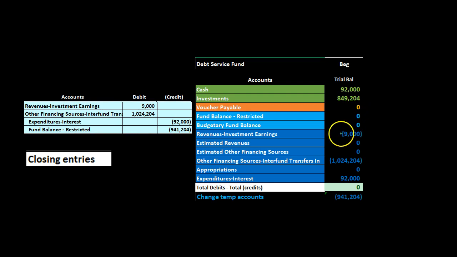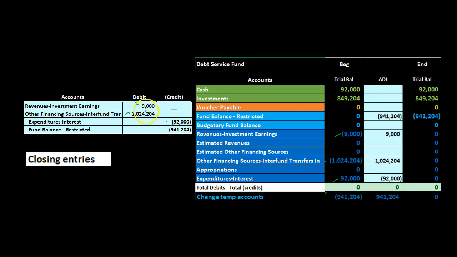So we're going to say, okay, here's going to be the 9,000. It's a credit in the revenues. We will debit it to make it go down to 0 in the closing process. Here's the other financing sources. It's a credit in here, so we're going to reverse it to make it go down in the closing entry with a debit. And then we have the expenditures, which is a debit. We're going to do the opposite and credit it to make it go to 0. And then, of course, the difference going to the fund balance restricted.